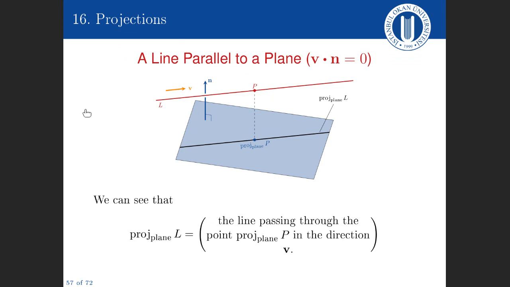Case two, suppose we have a line which is parallel to the plane. We're going to suppose that V dot N is the number zero. Then again, let's suppose we have the sun up here, and we're looking for the shadow of the red line on the plane. We're looking to find this black line. The black line, of course, is parallel to the red line. So we're going to have the same vector V. The black line is going to pass through the point I'm pointing to, and it's going to be parallel to the vector V. The projection of the line L onto the plane will be the line passing through the point projection of P onto the plane in the direction of V.